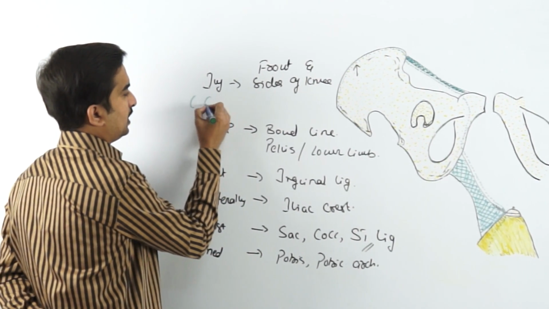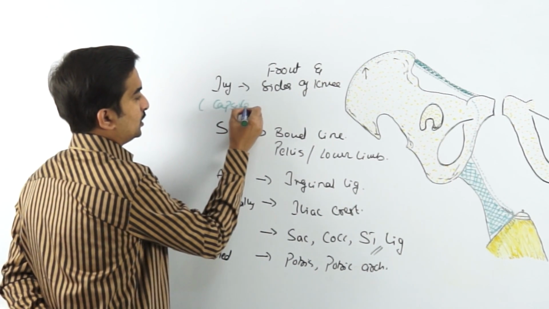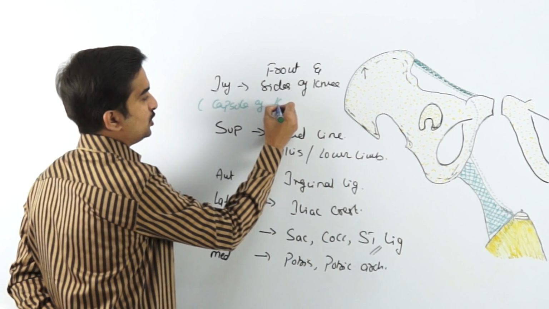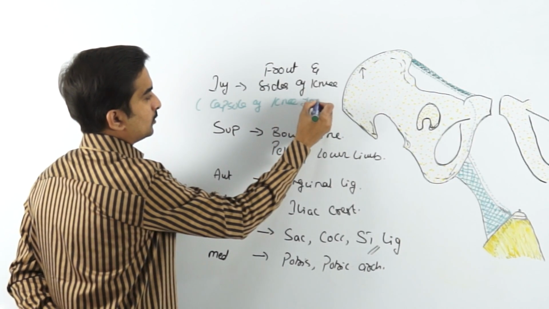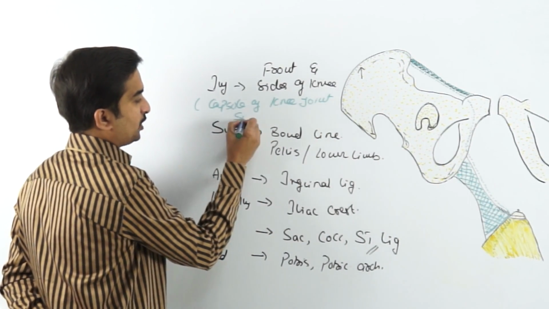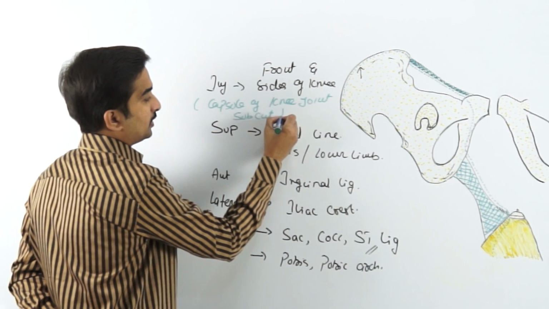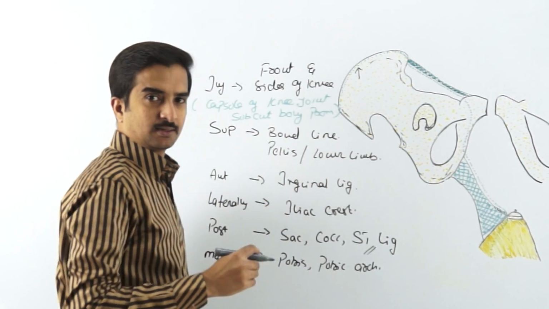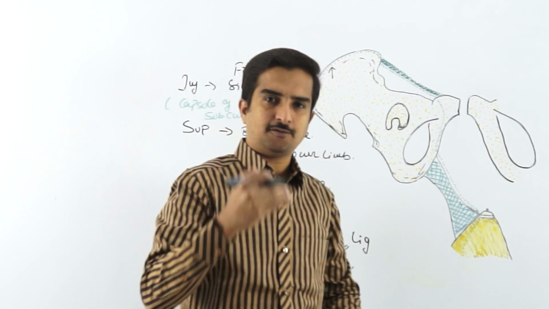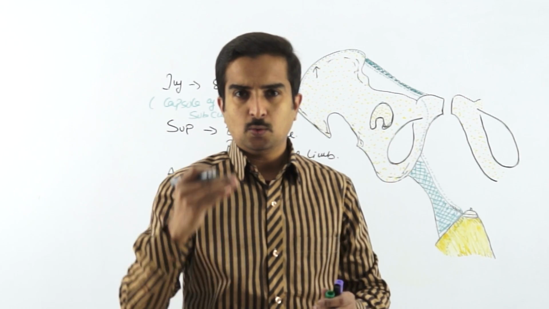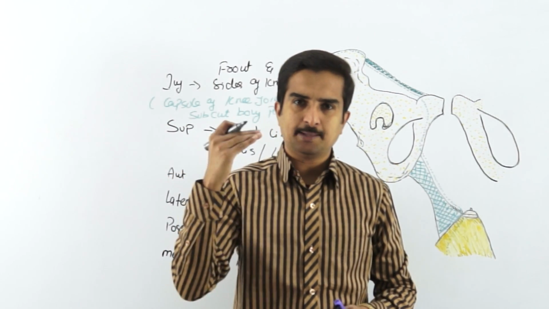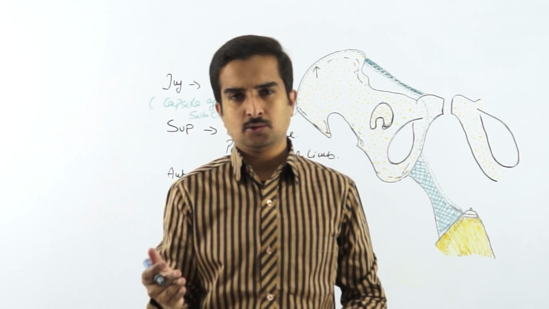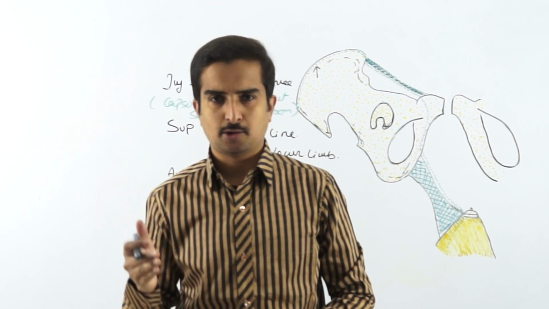So capsule of the knee joint, and also subcutaneous bony prominences. So inferiorly it attaches to the front as well as sides of the knee, where it gives attachment to the capsule of the knee joint and also subcutaneous bony prominences.